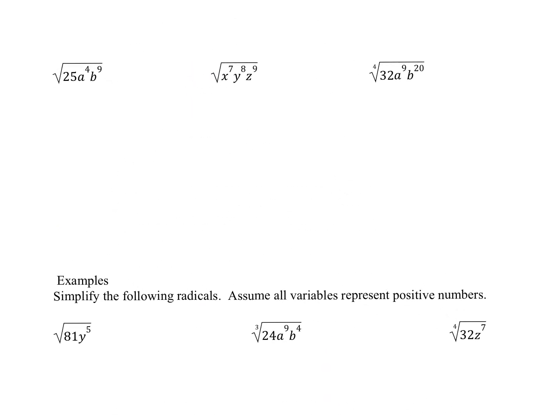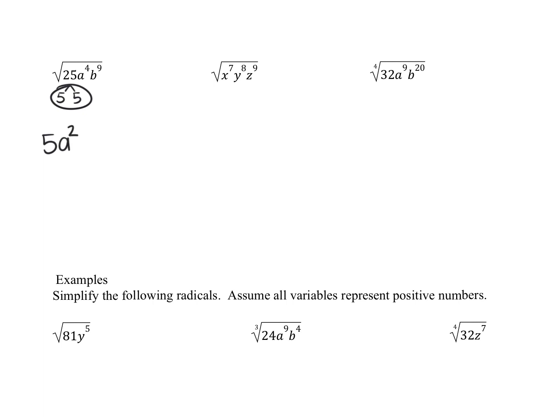Just a few more examples where we practice more with variables. So I have the square root of 25 a to the 4th b to the 9th. So 25, only one way to break that down, 5 times 5. So there's a pair of 5s. A to the 4th, there are 2 groups of 2 there, so I have a squared. B to the 9th, I have 4 groups of 2. And then underneath the square root, there is still a b because 9 is not divisible by 2 evenly.